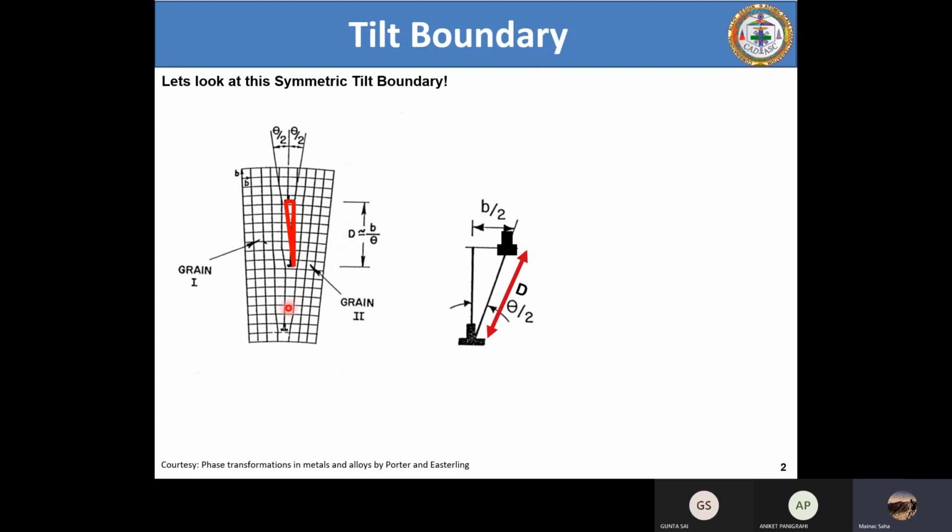See, I told you, if you look at this vertical line here, you see it is separated by theta by 2, theta by 2, and this is nothing but perpendicular to the rotation axis, which is coming towards you. And this is perpendicular to that rotation axis line. So here it is separating both the grains by an equal extent, theta by 2, theta by 2, where theta is the total misorientation angle.